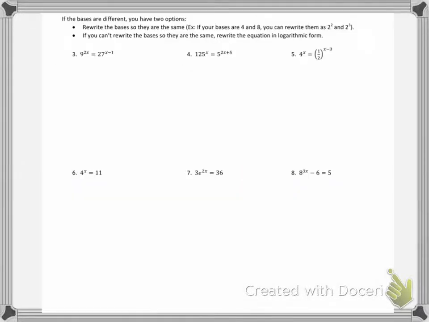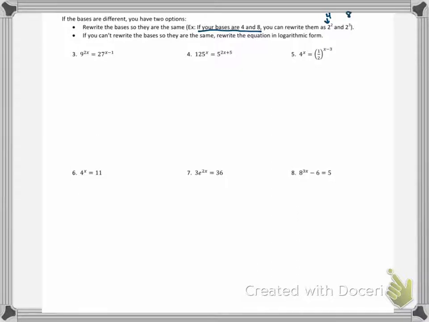Where it definitely gets a little bit more difficult is this next batch of examples here. So you can see it up at the top here. There's a couple bullet points I'm going to point out. If you have different bases, you've got 2 options essentially. The first option, rewrite the bases so they are the same. So what I mean by rewriting the bases, so as an example, if your bases are 4 and 8, so you have 4 to the something on one side and 8 to the something on the other side, I can take 4 and rewrite that as 2 squared.